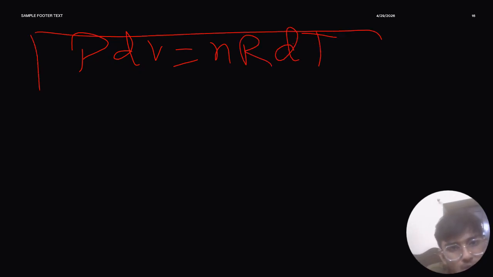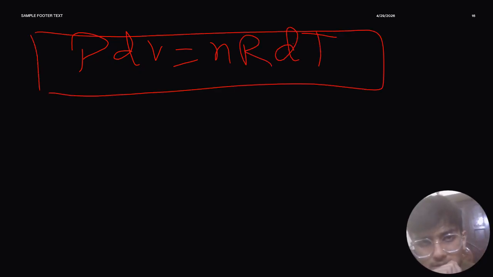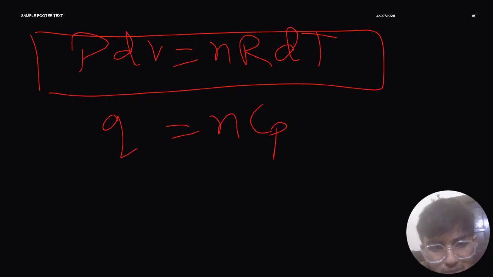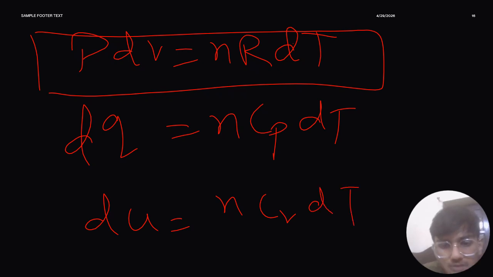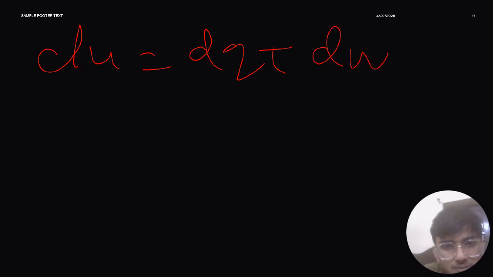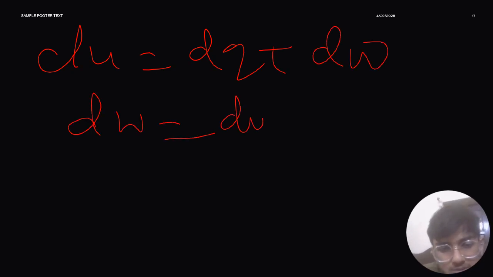Now talking about heat exchange, I already explained that dQ for constant pressure will be nCp dT, right? dU will always be nCv dT. Now just use the first law of thermodynamics to find the relation. dU equals dQ plus dW. How can we find dW? dU minus dQ.